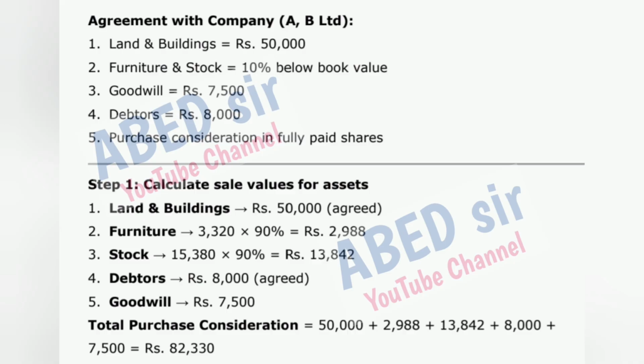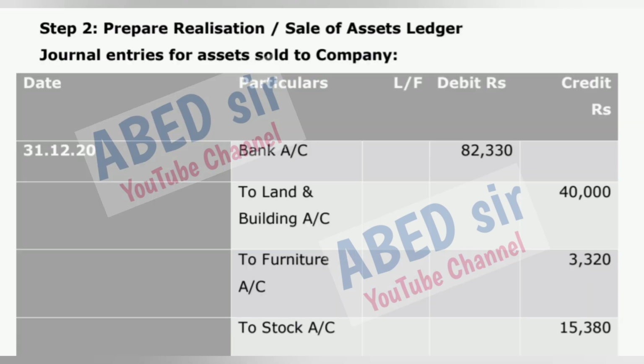5. Goodwill 7,500 rupees. Total purchase consideration is equal to 50,000 plus 2,988 plus 13,842 plus 8,000 plus 7,500 is equal to 82,330 rupees. Step 2. Prepare realization, sale of assets ledger. Journal entries for assets sold to company.